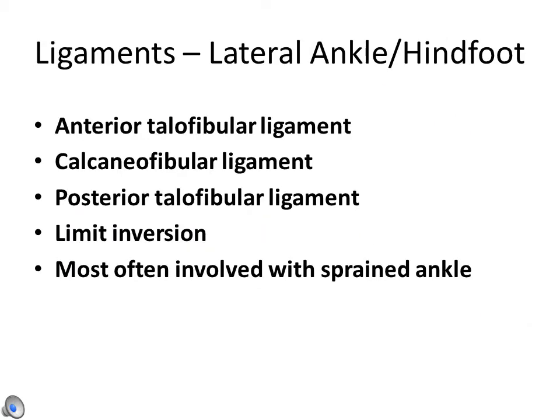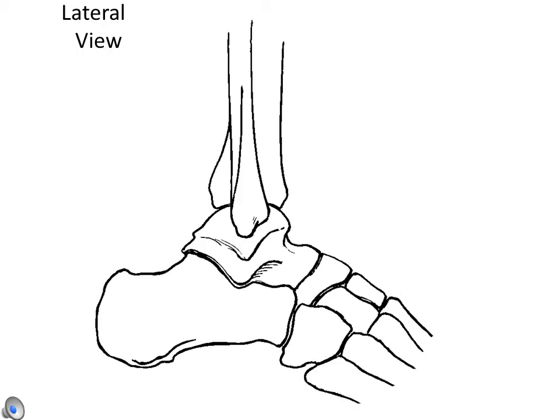There are 3 ligaments of the lateral ankle located in the hind foot region. These include the anterior talofibular ligament, the calcaneofibular ligament, and the posterior talofibular ligament. All 3 of these ligaments limit inversion. These ligaments are what you would most often see involved with lateral ankle sprains. Pause the lecture to draw in the 3 ligaments of the lateral ankle.